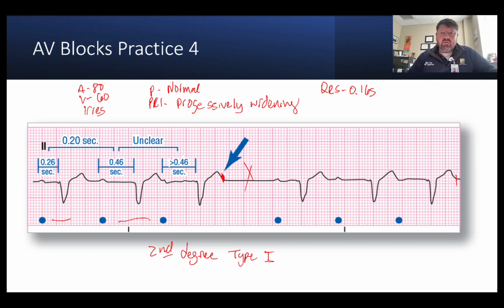The blocked P wave is not visible because it's buried in the T wave of the last complex, indicated by the blue arrow. The incremental amount of delay is definitely shorter between the second and third complexes. However, since the third P is partially buried, the true measurement cannot be determined. You have a partially buried P wave right there. So these are little things that you need to be watching out for, because not every strip is going to be a perfect computer generated strip.